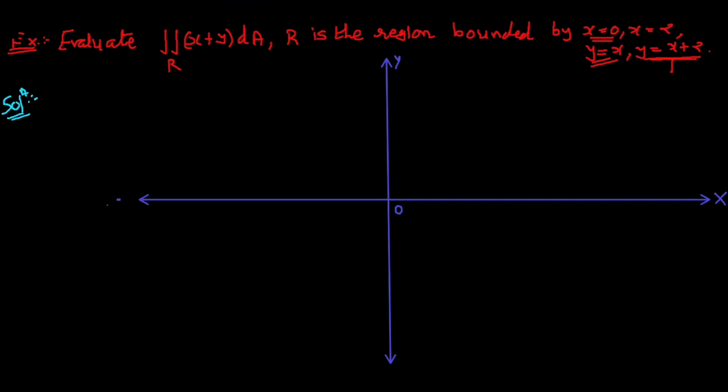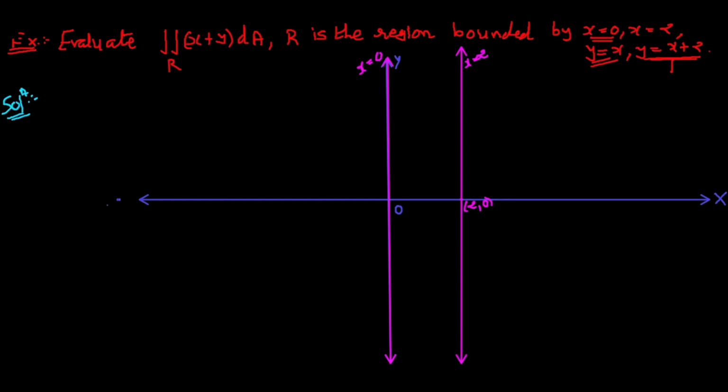First line, x equal to 0. You know that the line x equal to 0 is nothing but the y-axis. So let us draw the y-axis first. The equation of this line is x equal to 0. Next we have another line, x equal to 2, which is again a line parallel to the y-axis. So suppose this is x equal to 2. Whenever we are drawing the region, we always mention the intersection points. So when x is equal to 2, y is equal to 0 here.